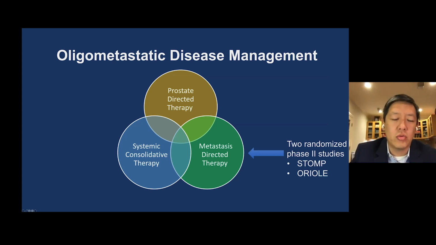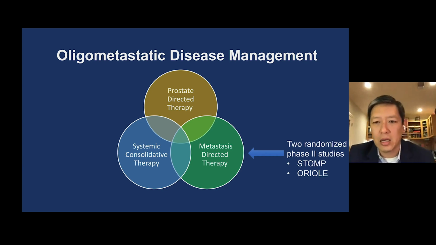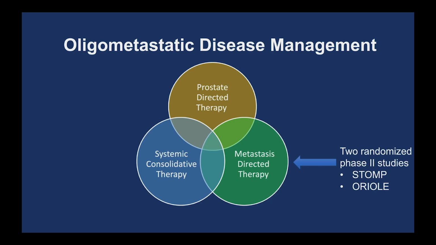Going back to these three pillars of treatment for oligometastatic disease, I want to now move on to the concept of metastasis-directed therapy. And Dr. Hong really reviewed the largest study in this space when he talked about the SABR-COMET trial. Again, that trial was for patients with a variety of different kinds of cancer. I'm going to point to two randomized studies of radiation versus no radiation to the metastatic sites, specifically in the context of prostate cancer. And these two studies are the STOMP trial and the ORIOLE study.